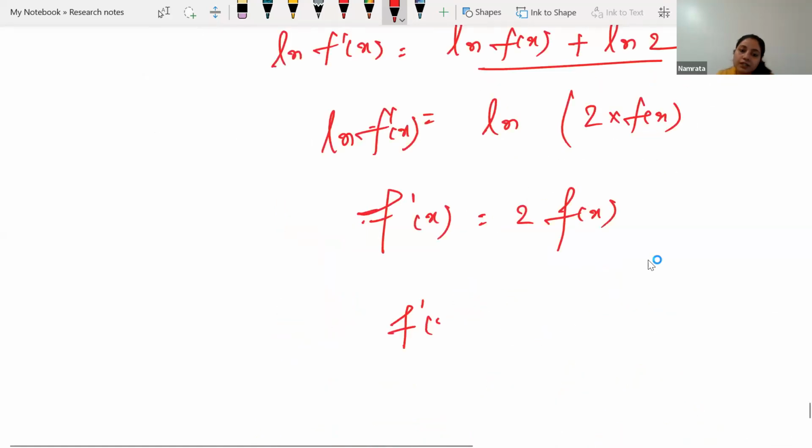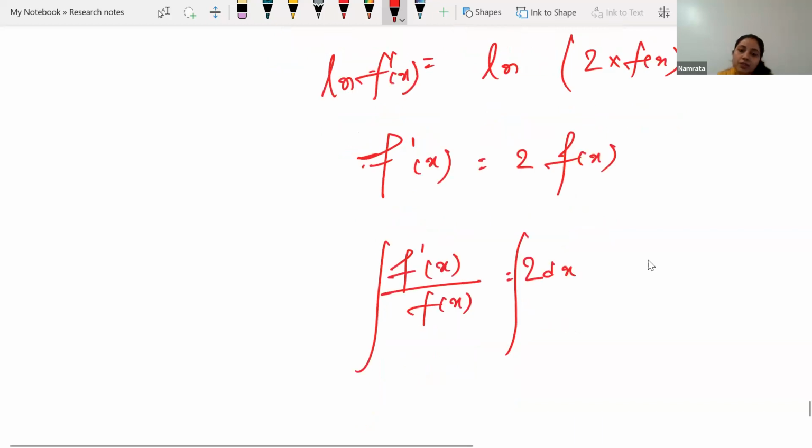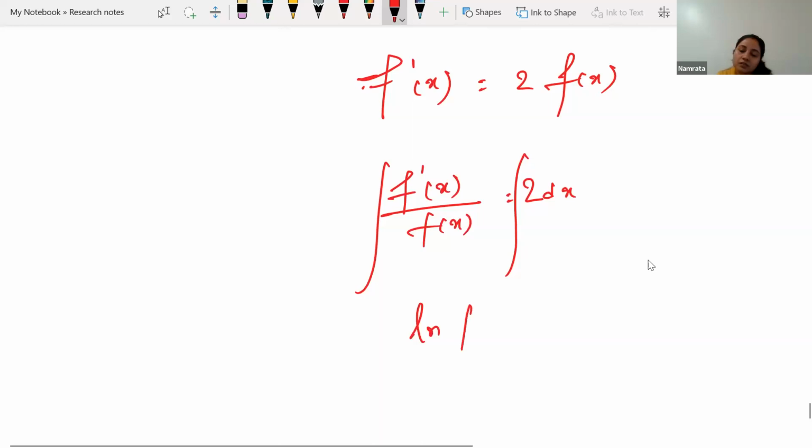Okay, so if we write it like this, f dash x over f of x is equal to 2. Again integrating both sides, we will have log f of x on this side and 2x on this side, plus the constant. We have taken C already, so D we will take over here.